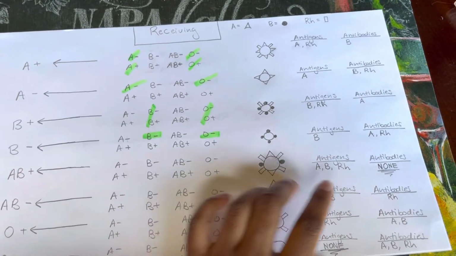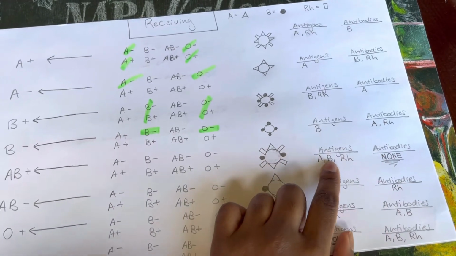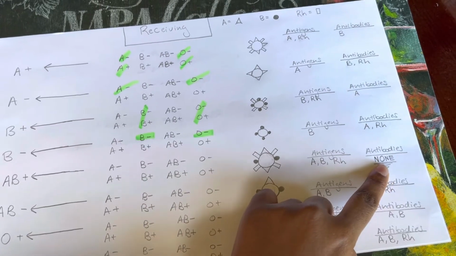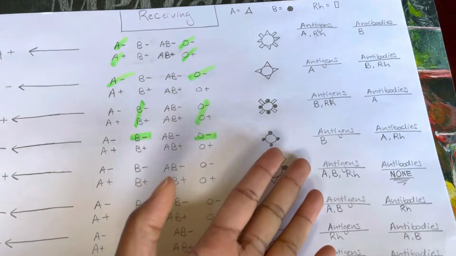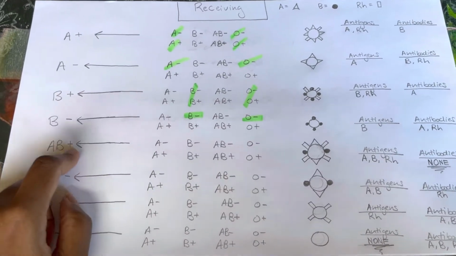So that means it doesn't have any antibodies. It doesn't attack a B because it has a B. It can't attack an A because it has an A. And it can't attack an RH because it has an RH. Remember, having an RH means it's positive. Positive, all right? And because it's positive, that means it can get from a negative as well.